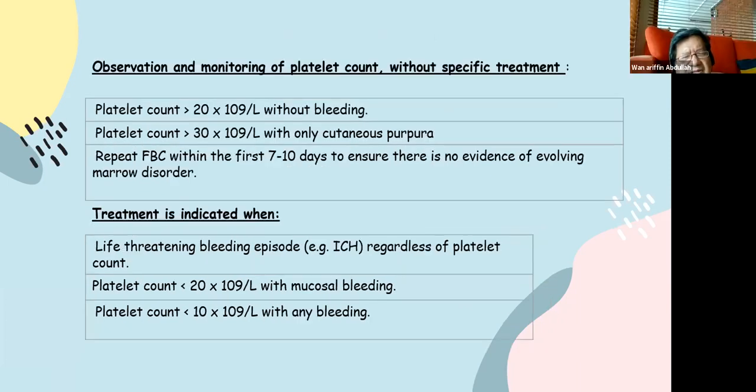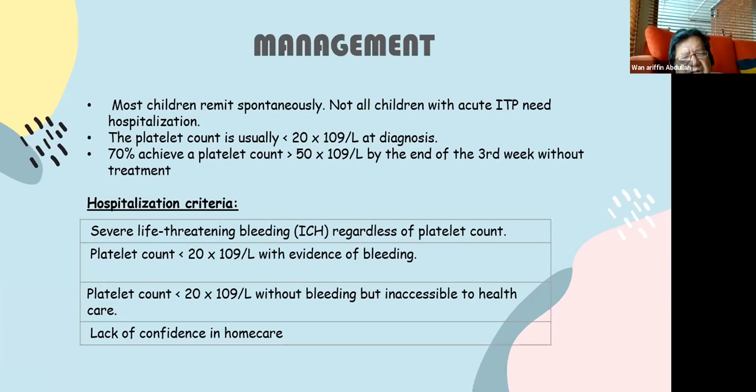Okay, so hospitalization criteria. Life-threatening, yes, you have to admit because you have to treat. You have to give IVIG, you have to give steroid. A platelet count less than 20 with evidence of bleeding, not all will have to be admitted, depending on whether the bleeding is severe or not. If there is gum bleeding, wet bleeding, you can see blood coming out from the gum, from the nose and all that, probably need to be admitted for observation as well as for treatment.